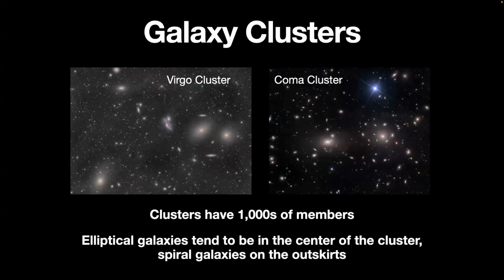There are larger groups of galaxies called galaxy clusters. So a rich cluster can have tens of thousands of galaxies in it. The Virgo cluster is the closest cluster to us, about 50 million light years away. It has thousands of members. This is a portion of the Virgo cluster here. As you can see, there are many bright, what are probably elliptical galaxies.